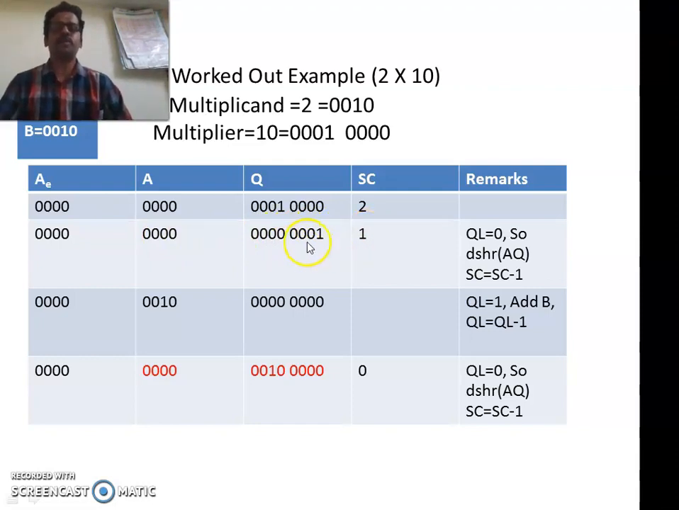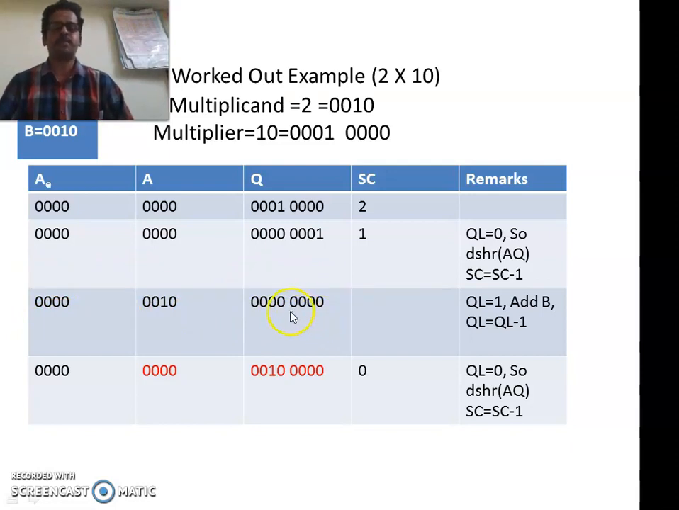Now you look into the QL. Now it is 1, which is not equal to 0. If QL is not equal to 0, we need to add B to A, which gives 0010. Then we are decrementing the QL by 1. Then this QL becomes 0000. If QL becomes 0, then we need to perform decimal shift right on AQ.